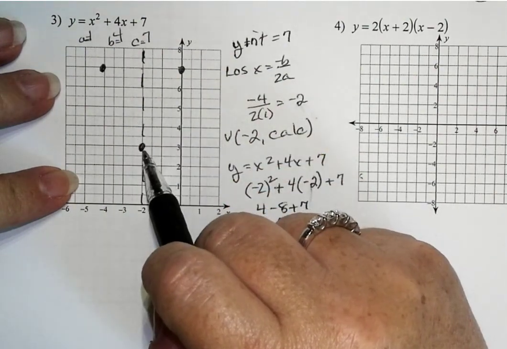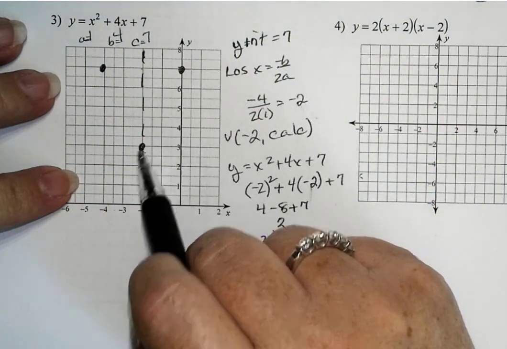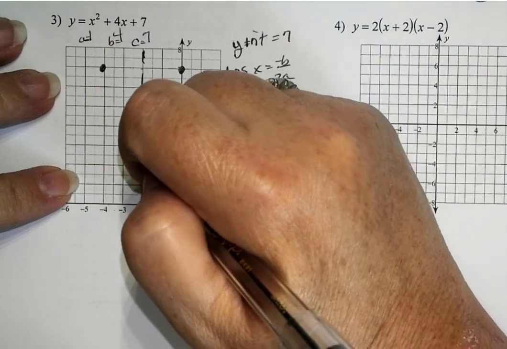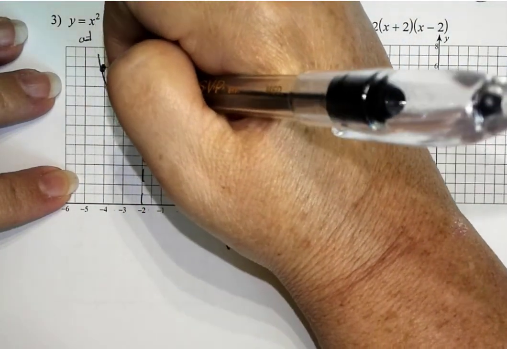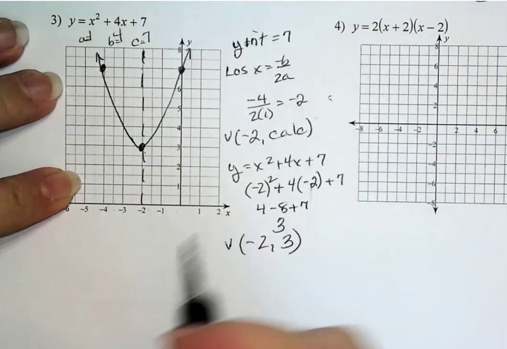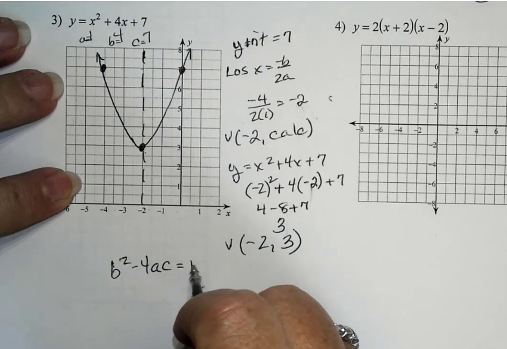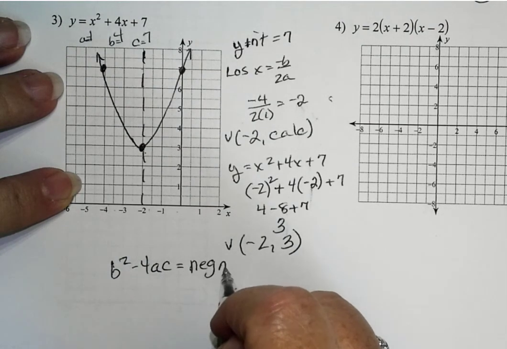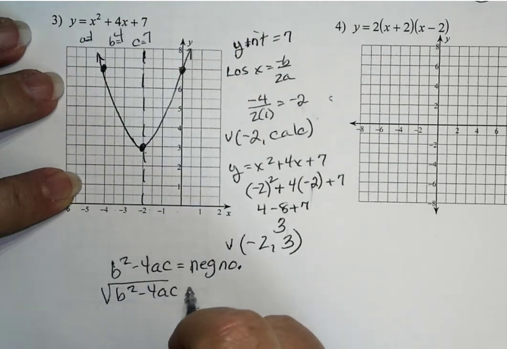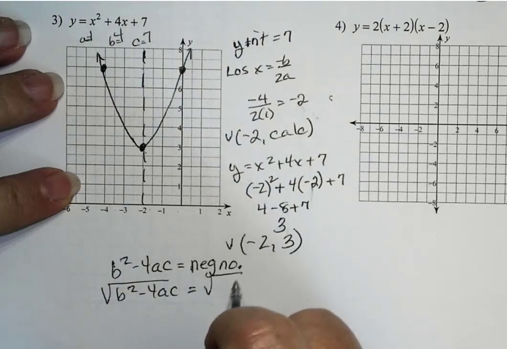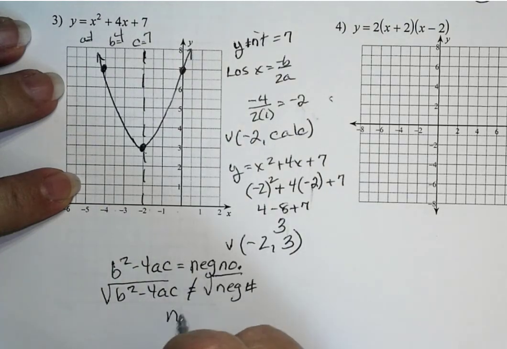And if this is a minimum, then I'm not even going to bother to figure out the x-intercepts, because clearly this is not going to cross the x-axis. I could go through and figure it out for you, but I can tell you right now that when I did this b squared minus 4ac, it's going to equal a negative number. And therefore, when I take the square root of it, I can't take the square root of a negative number. So this will have no x-intercepts.